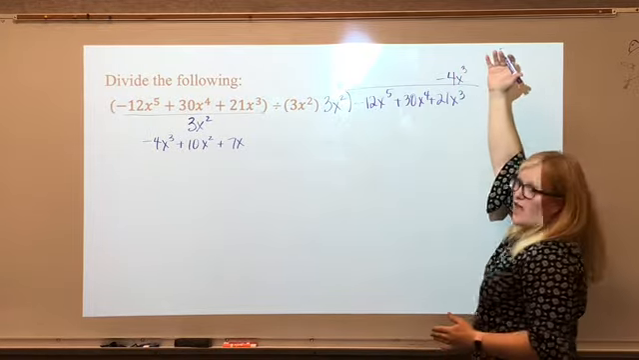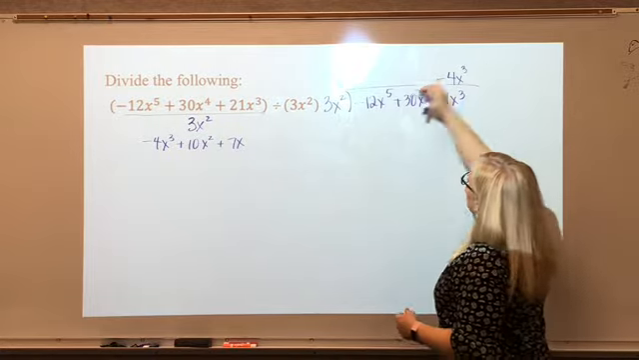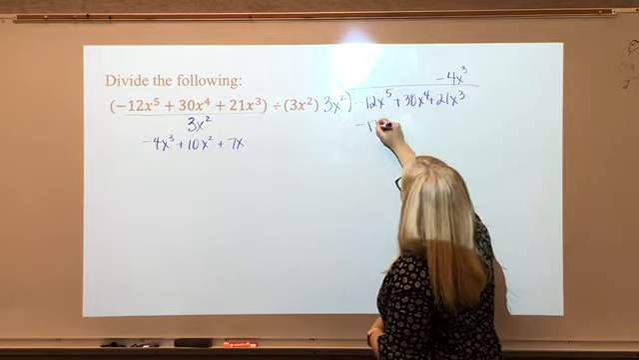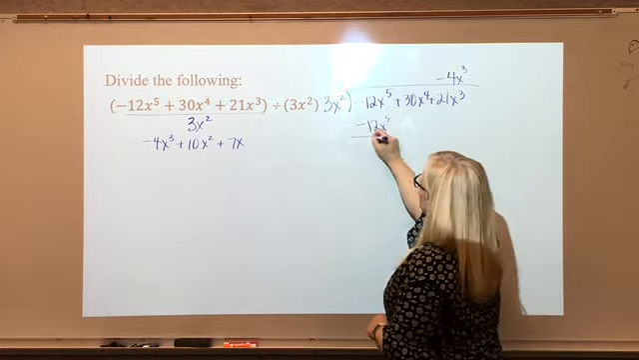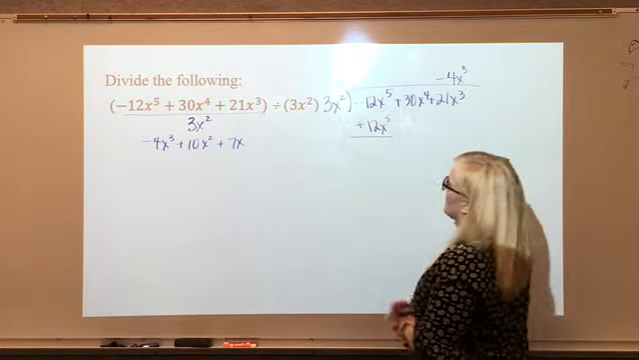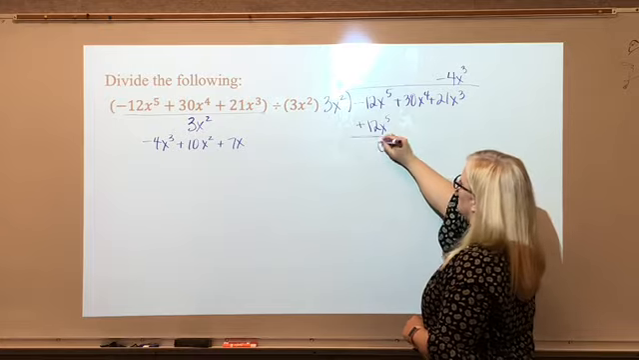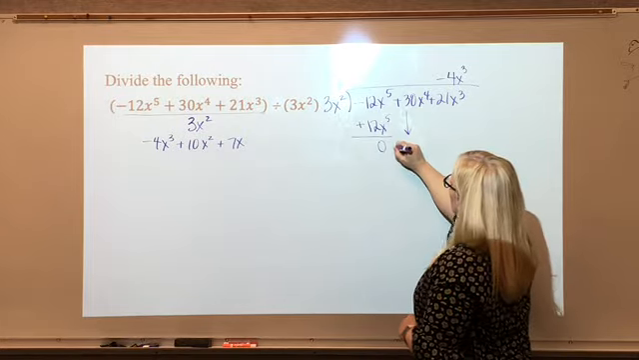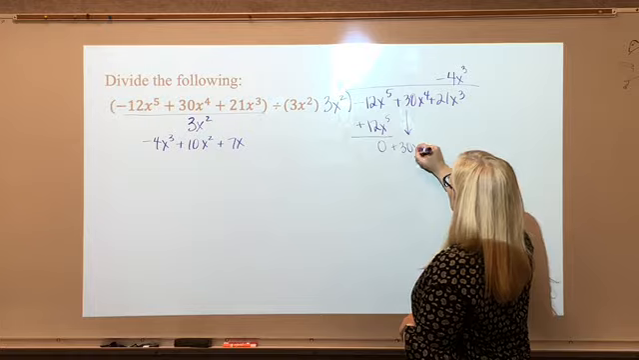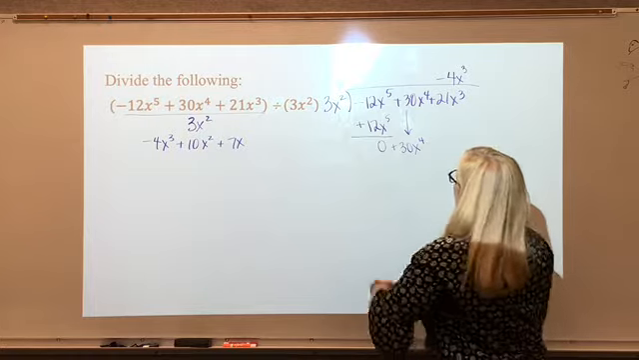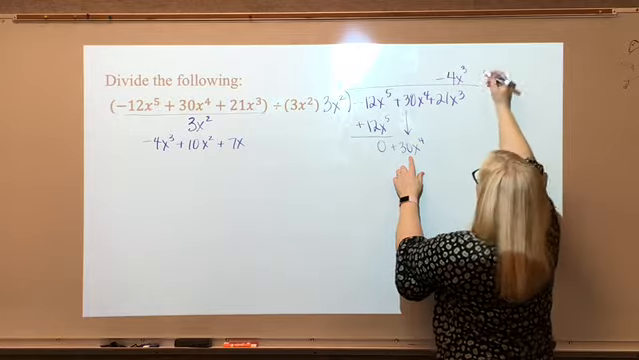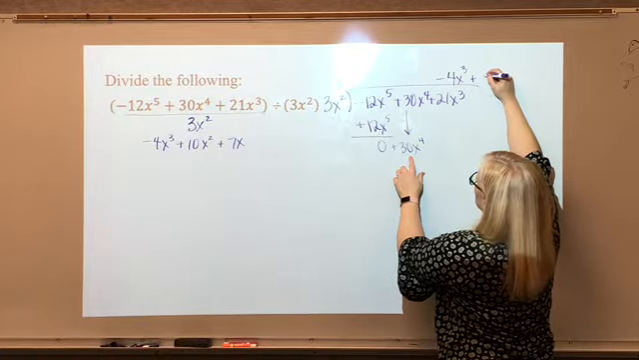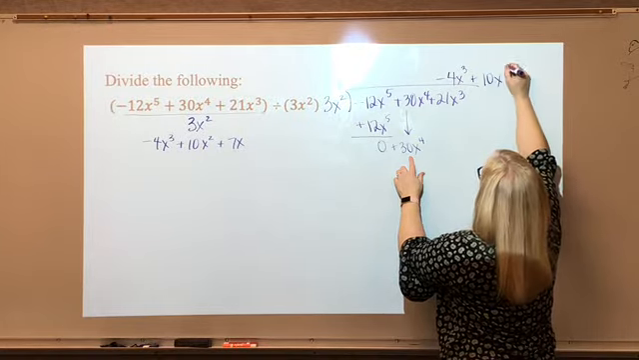Okay, so I've got negative 4x to the 3rd. Now, just like with long division with numbers, I multiply, and I get negative 12x to the 5th. Then I subtract, which changes that sign, so that becomes 0. I drop this one down. So this is 30x to the 4th. 3x squared goes into 30x to the 4th. This is going to be 10x squared.